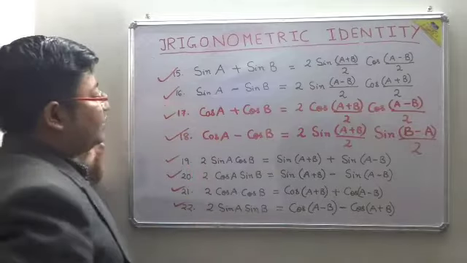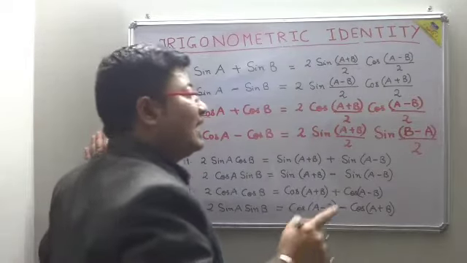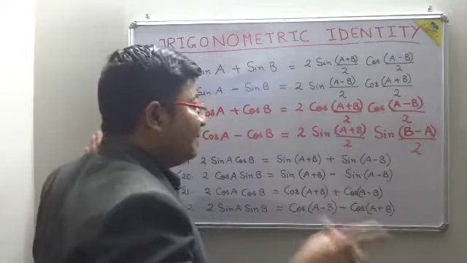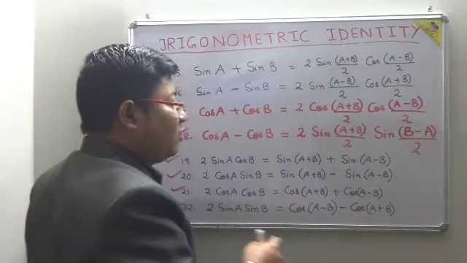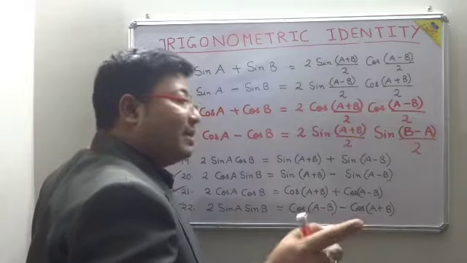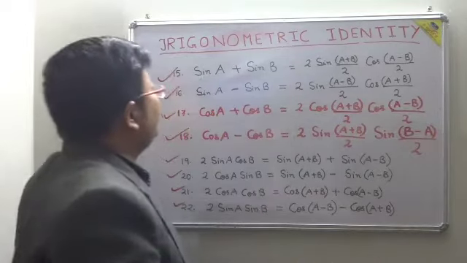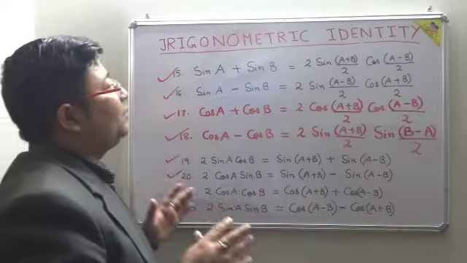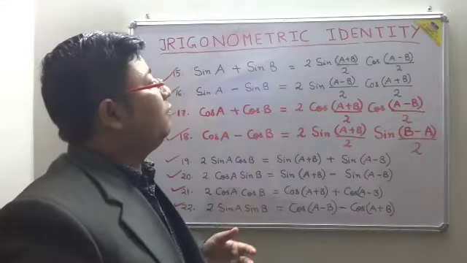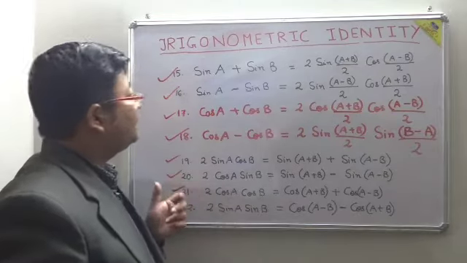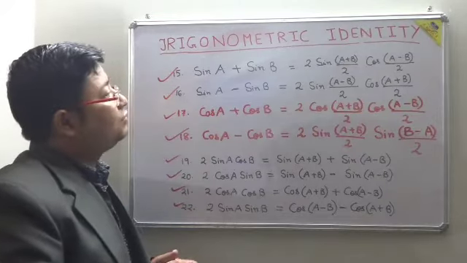So 19, 2 sin A cos B is sin A plus B plus sin A minus B. 2 cos A sin B is sin A plus B minus sin A minus B. 2 cos A cos B is cos A plus B plus cos A minus B. 2 sin A sin B is cos A minus B minus cos A plus B. So in this way you have to remember all the trigonometric identities in order to solve problems. Just go through it once. I will give you another 3, and thereafter I will solve some problems.